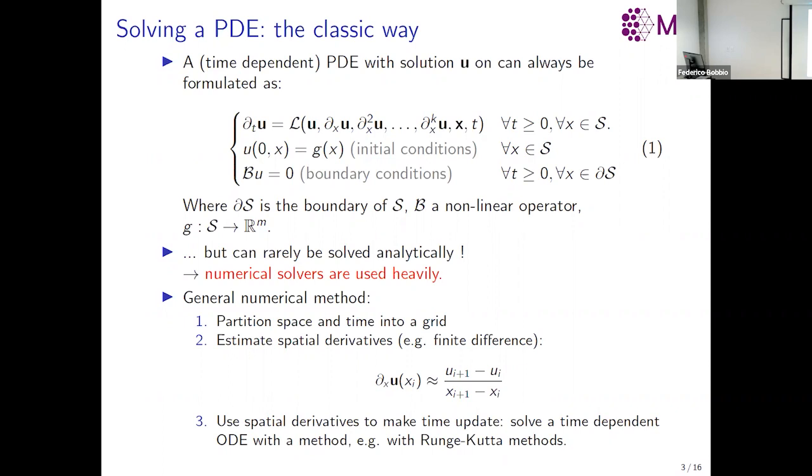So we use numerical solvers, which are basically as follows. What people have been doing for PDEs is finite element methods. You can partition space and time into a grid, and then you can try to estimate the spatial derivatives with finite differences, for example. So you estimate the derivative locally in a discrete manner. And then you can use spatial derivatives to make a time update. And basically you go back to an ordinary differential equation instead of having a partial differential equation. It's like when you solve a non-linear problem, you try to get back to a linear problem. In the PDE world, you want to get back to the ODE because it's just much easier to solve and you know exactly how to solve it. So this is the classical way.